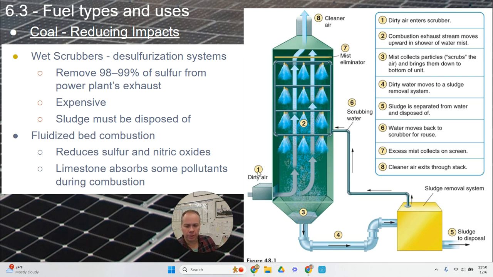There are also ways of burning coal with limestone, and that limestone material will absorb some of those contaminants, and that reduces sulfur and reduces nitrogen oxides that would be released from the combustion of that coal. So that's called fluidized bed combustion. It's just another way of making the emissions less harmful.